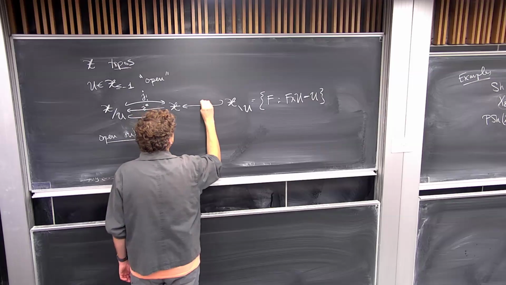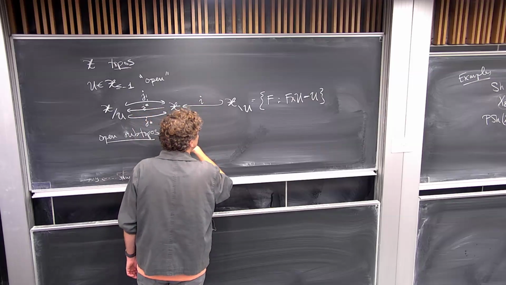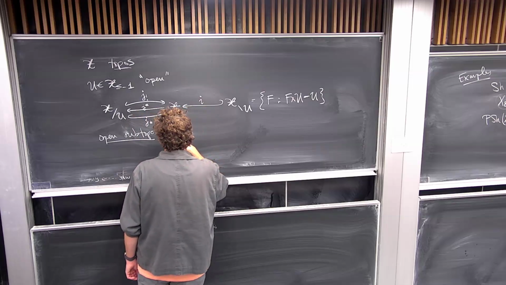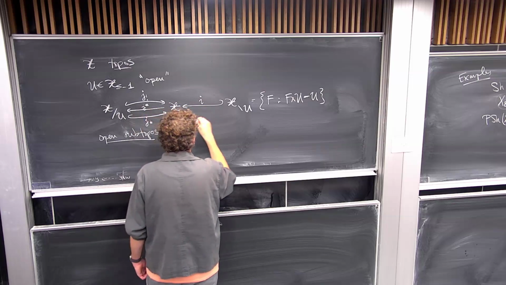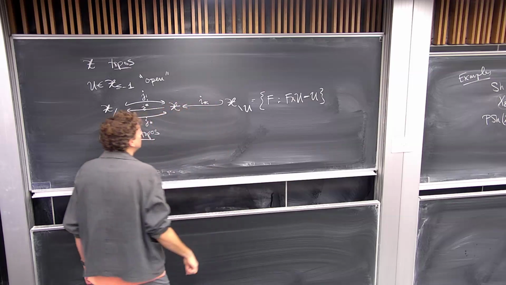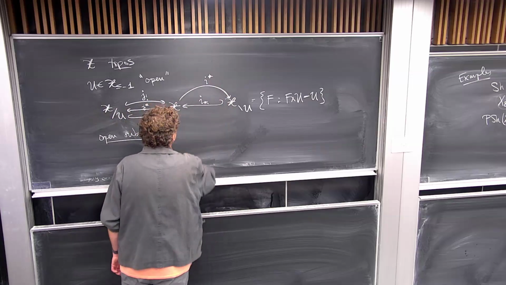And so now, this is the functor that I wish to call I lower star. And this thing has a left adjoint, which I will call I upper star.